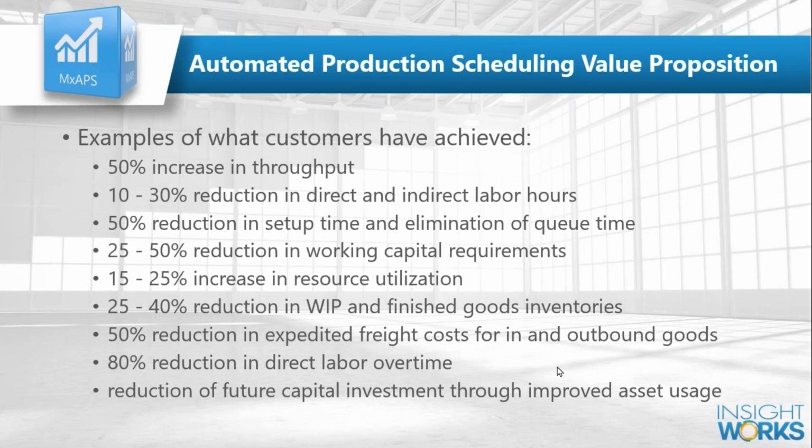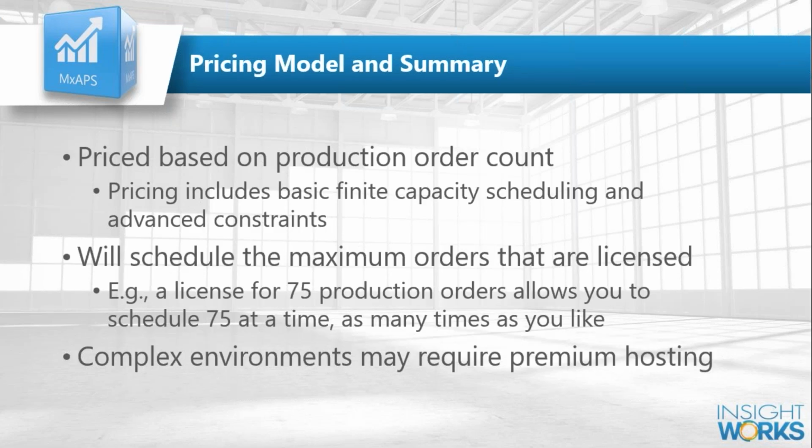All right. Now, for all of those goodies, what does it cost you? Well, it's based on how many production orders you run within the system. And what that means is, if I've licensed the software for 75 production orders, I can run 500 schedules today as long as I'm only scheduling 75 production orders at a time. And the cost for these 75 production orders, I believe, is about $185 a month. And you can schedule up to 75 production orders at a time. And it goes up from there.